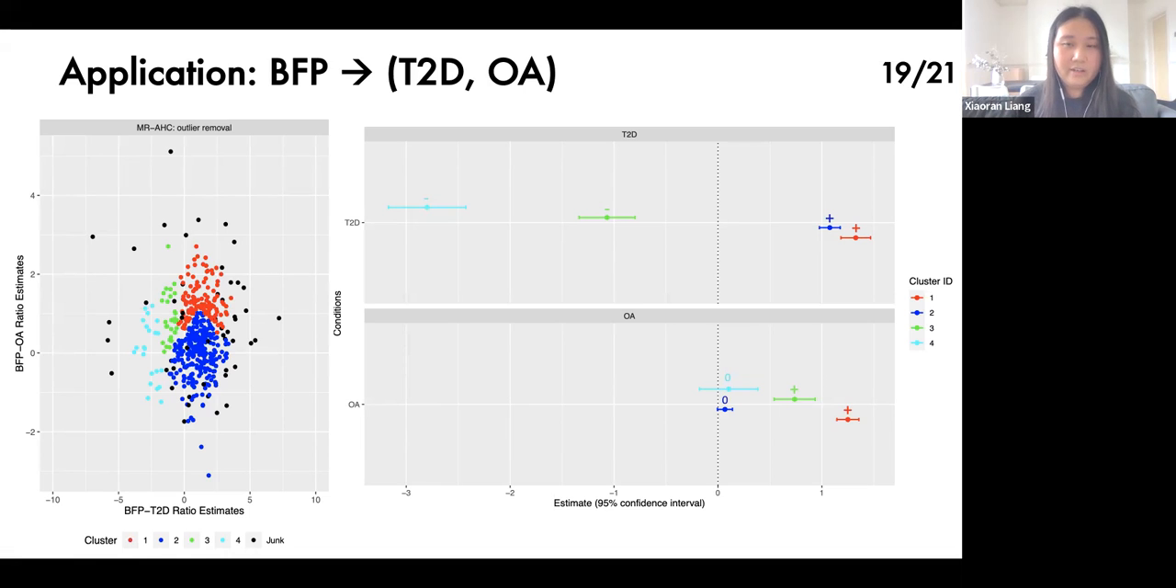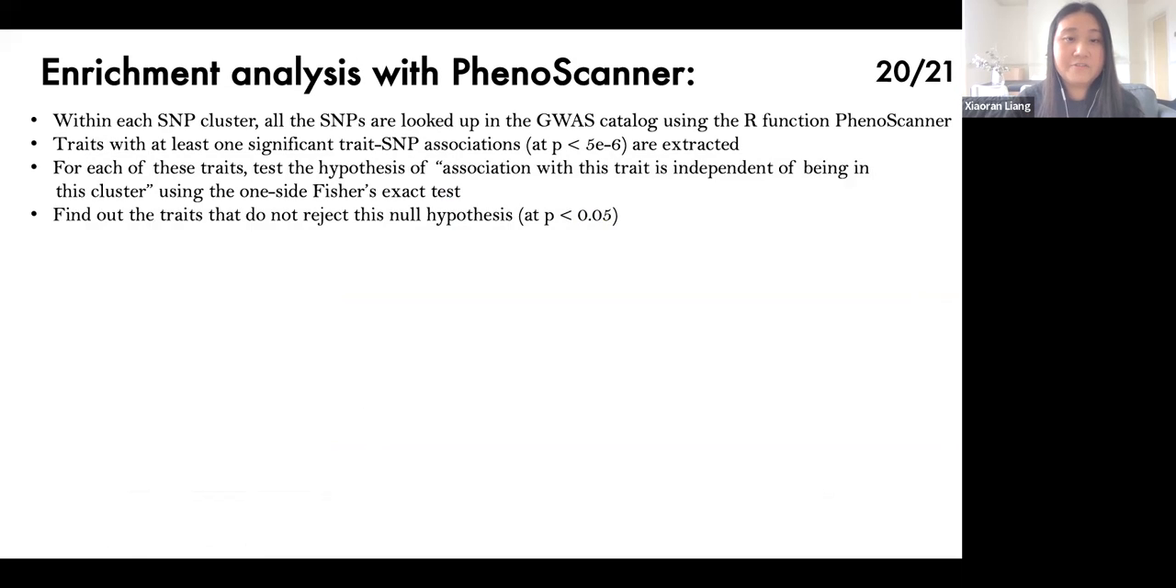So in this way, we discover different sets of SNPs that are indicating different pathways underlying the pair of type 2 diabetes and osteoarthritis. Based on this cluster analysis, we want to further investigate the information reflected by the SNP clusters. What we do is that we conduct an enrichment analysis using an R function, phenoscanner, in the following way.